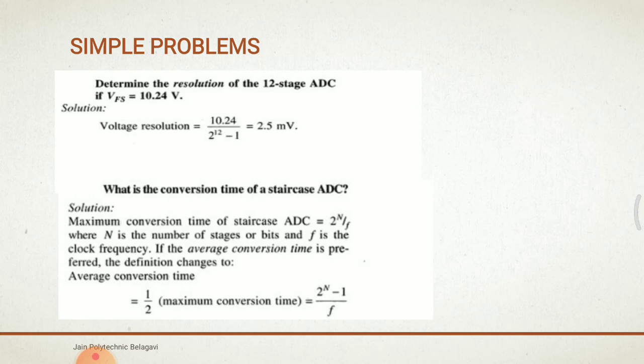What is the conversion time of the staircase ADC? So you are going to calculate the staircase time. The maximum conversion time of the staircase ADC is equal to 2 raised to n divided by f, where n is the number of stages or bits, and f is the clock frequency. If the average conversion time is preferred, the definition changes: the average conversion time is equal to 1 by 2 of the maximum conversion time, that is 2 raised to n minus 1 divided by f. Okay, so that one you will get here.